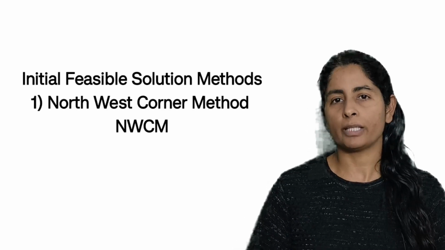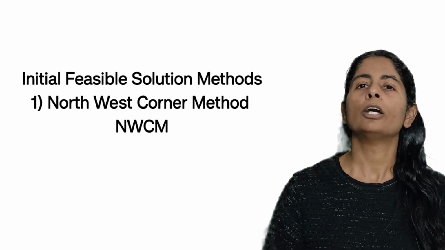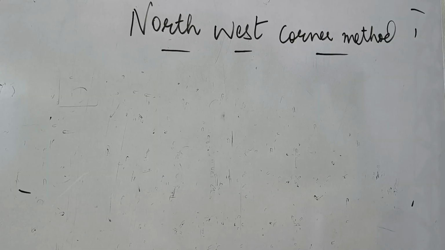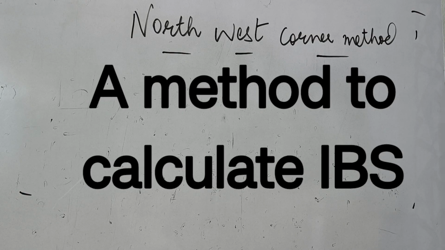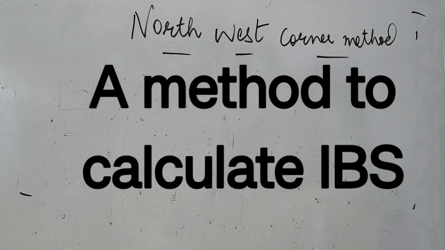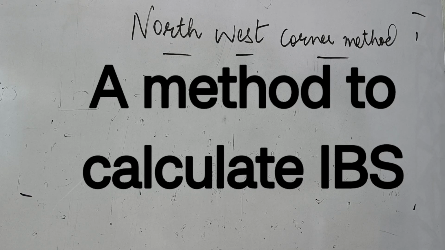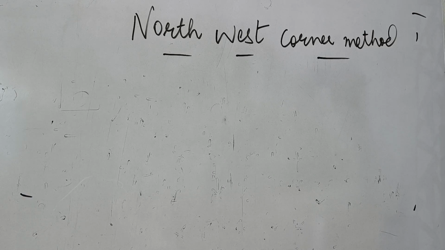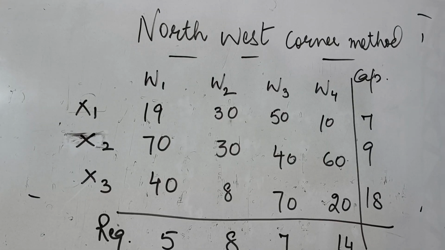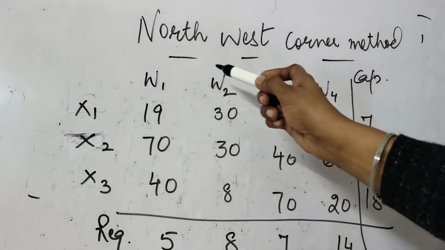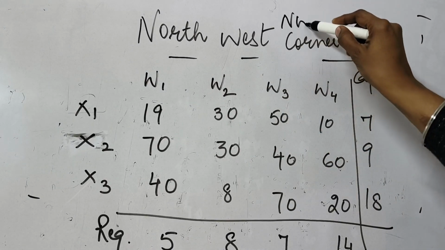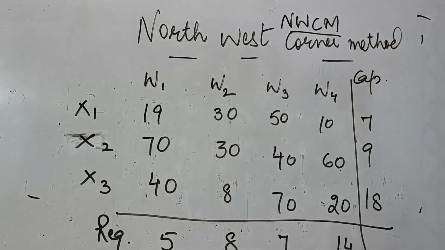Now let's first start with the initial feasible solution methods. First method we will discuss is the north-west corner method. It is the most simple method to calculate an initial feasible solution. Here we will start with the northwest corner and then solve the initial feasible solution of a transportation problem. Now let us see one example to understand this method. In front of you, you have one transportation problem that has to be solved with the help of the northwest corner method, which we call NWCM in short form also.